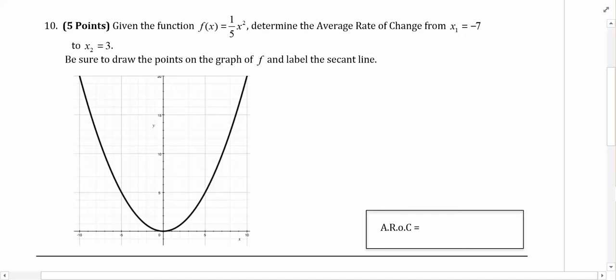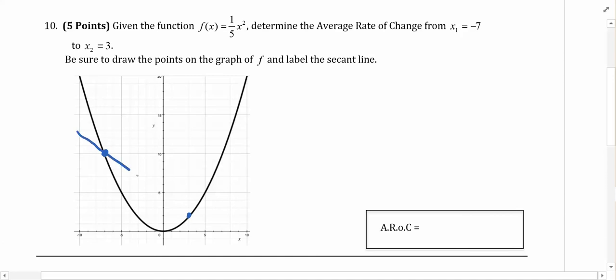Okay, number 10 says, given the function f of x equals 1/5 x squared, determine the average rate of change from x1 equal -7 and x2 equal 3. Okay, so let's just graph this thing, okay? -7 would be, here's -5, -6, -7. So that would be this point here, all right? And then x equals 3, so 1, 2, 3, that would be this value over here.